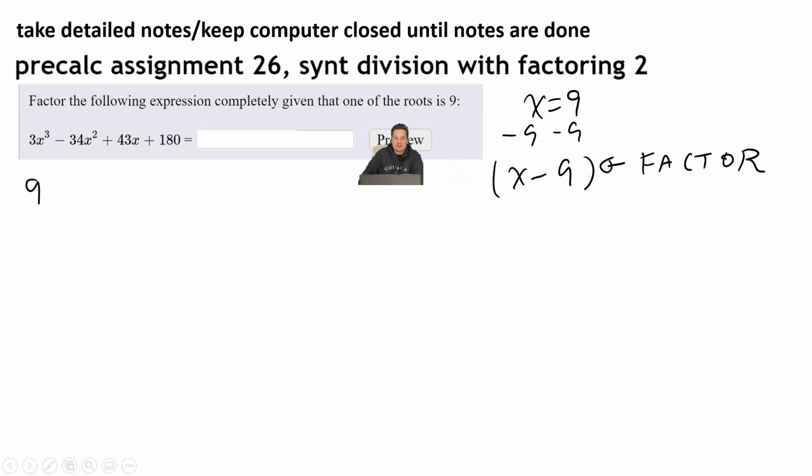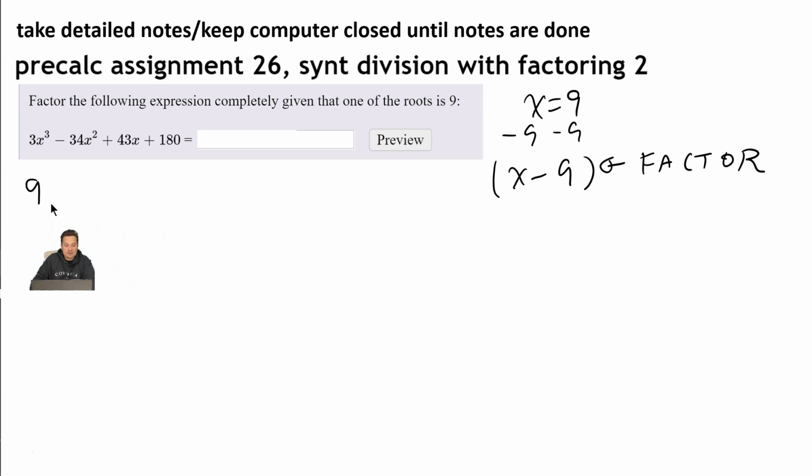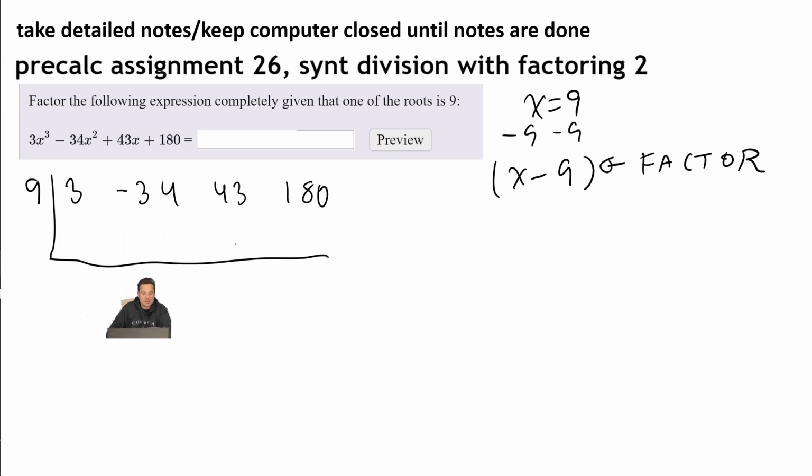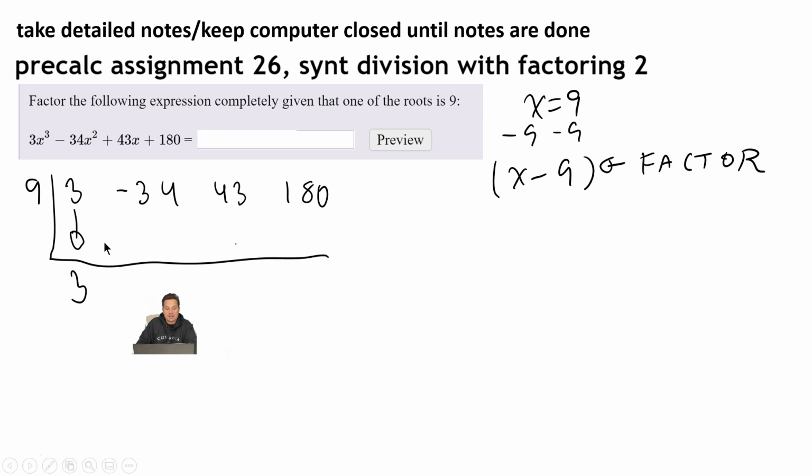Then we've got to do synthetic division. Let's go through that. In synthetic division, use the actual value of the root, the positive 9. Then you put down these lines here. So it's going to look like this. Then you put the coefficients, so it's going to be 3, negative 34, 43, and 180. Those are the coefficients from the polynomial lined up that way. Then you start bringing things down. First you bring the 3 straight down, so it's going to look like this, 3 in that position.